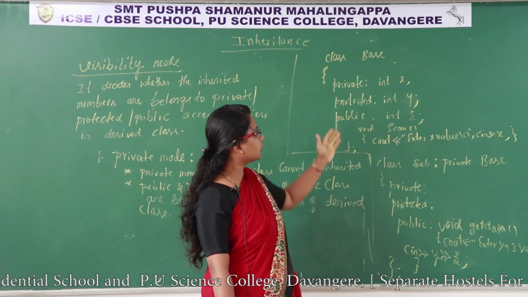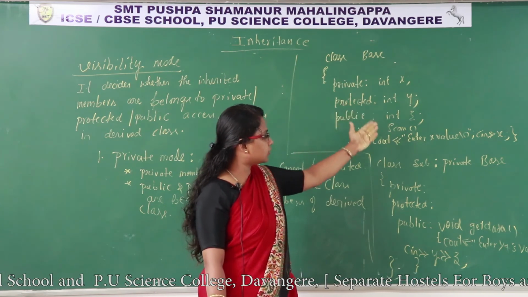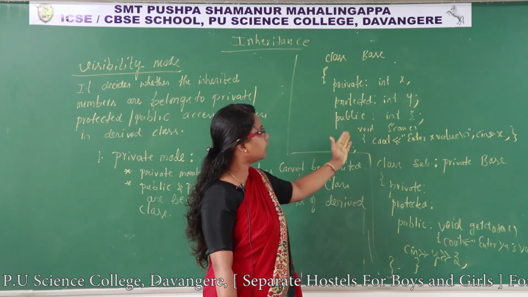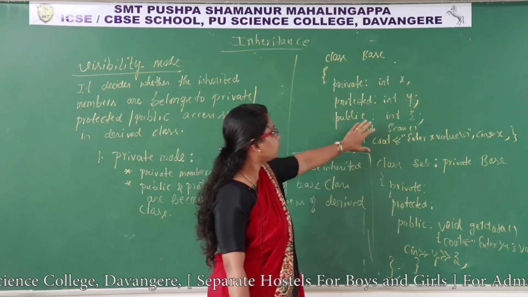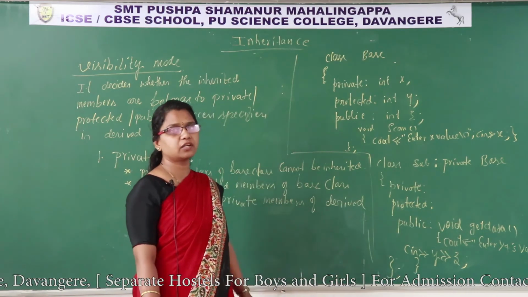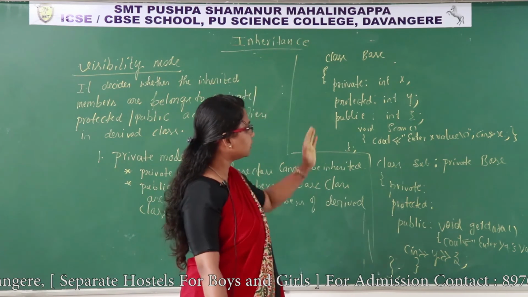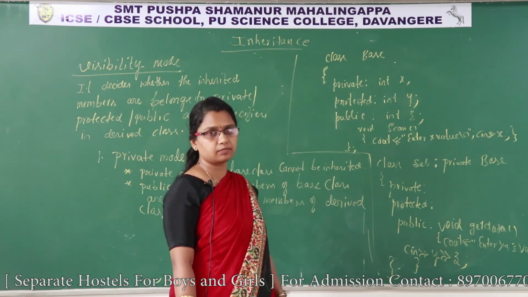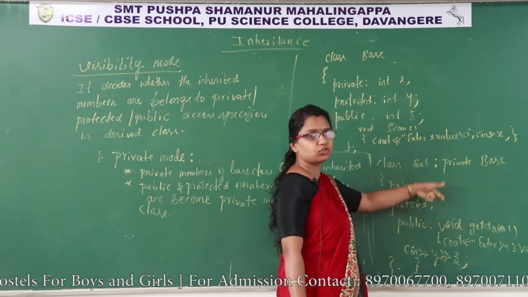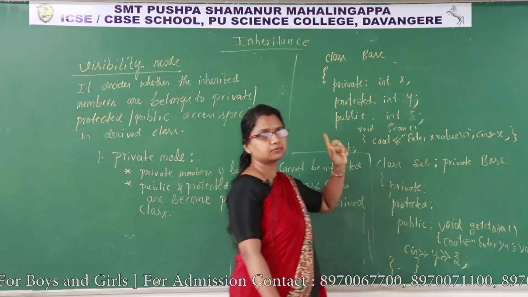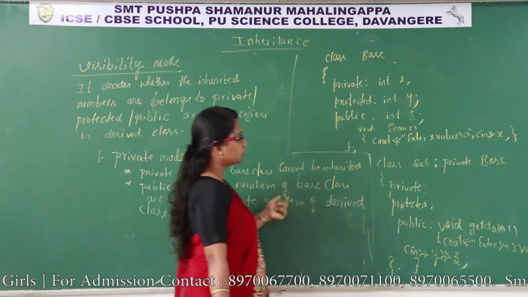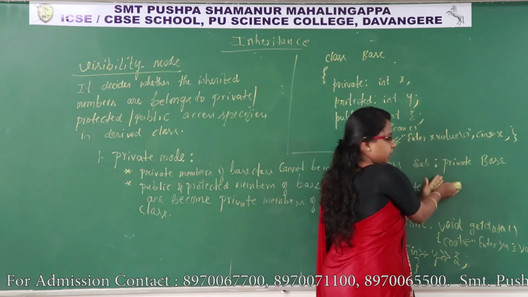So what is the conclusion here? The protected member int y comes to the private section of the derived class, and the public member int z and the member function scan both will come to the private section of the derived class. So what is there in the private section of the derived class? Int y is there, int z is there, scan function is there. These three members belong to the private section of the derived class as per the rule. Understood?